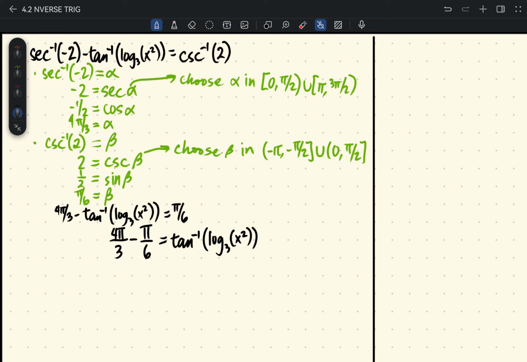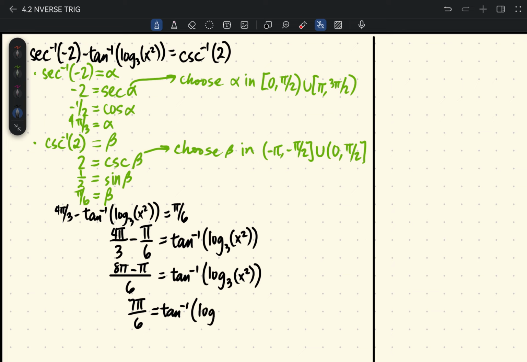So 4 pi over 3 minus pi over 6, what's this one? So we have 6 here. 6 divided by 3 is 2 times 4 pi. You have 8 pi minus pi equals tangent inverse of the log base 3 of x squared. So we get here 7 pi over 6 equals tangent inverse of the log x squared base 3.